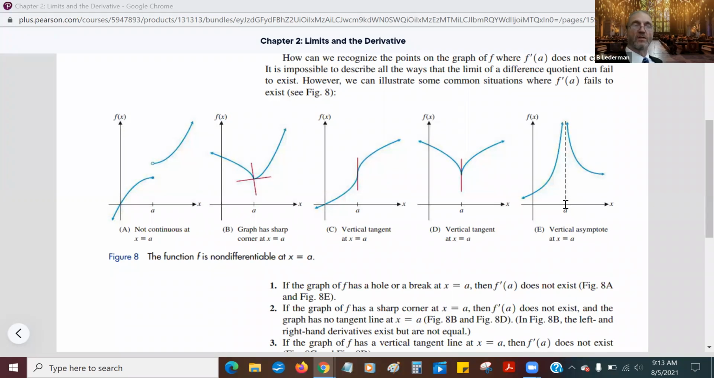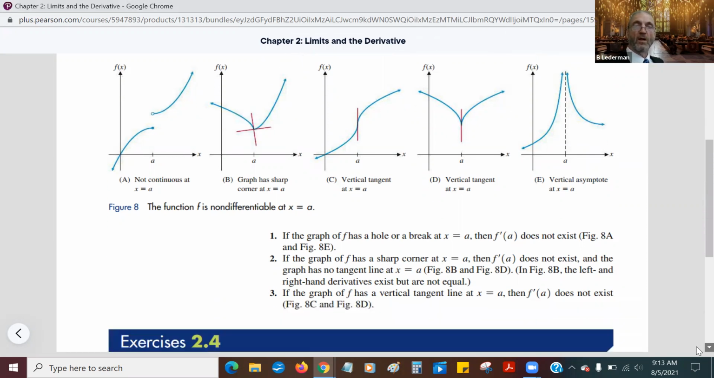So in order for a function to be differentiable, it has to be continuous and what we call smooth. This guy here is not smooth because it has a sharp corner. So it has to be smooth and continuous. That's basically what we're saying here.